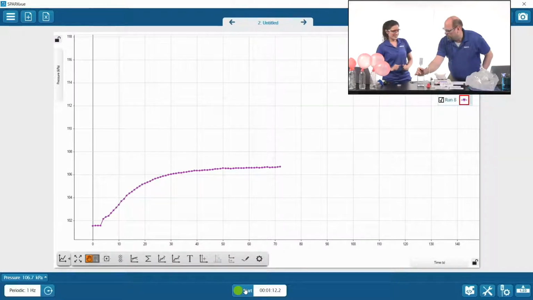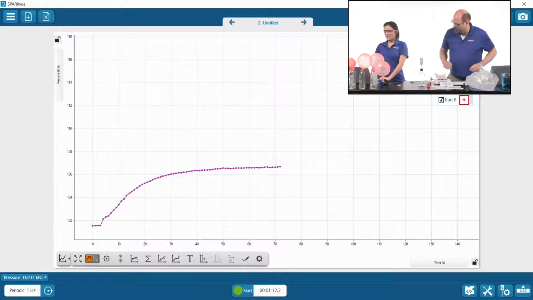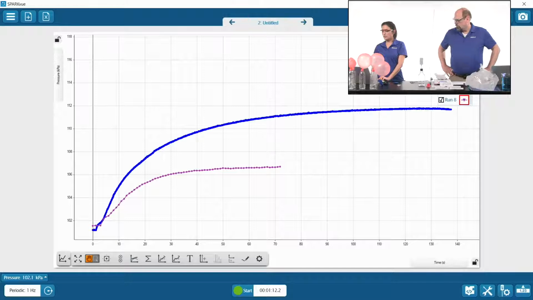Go ahead and open that flask. You might have heard a little bit of pressure release, just a little bit of gas that came out there, am I right? And so, like I said, we also have the students collecting 0.2 grams, which we've previously collected on this run.